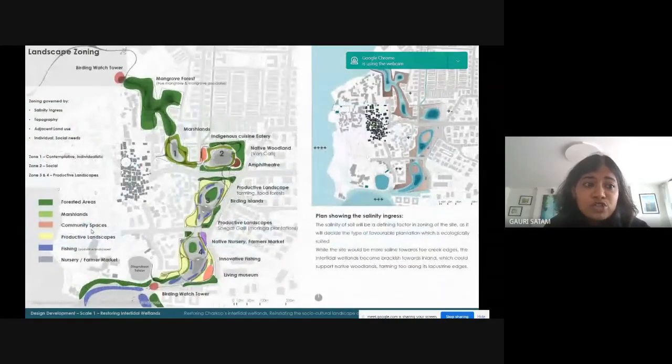Then finally coming to the zoning, where the zoning is governed by the salinity ingress, which should be higher closer to the creek and lesser as you go inland, by the topography, the adjacent land use and the users, and importantly, the individual as well as social needs of the society. So I have divided the zoning into four land parcels: zone 1, 2, 3, and 4. Zone 1 is primarily individualistic, zone 2 being central, hence social, while zones 3 and 4 are productive landscapes with the Koliwada people as the stakeholders.